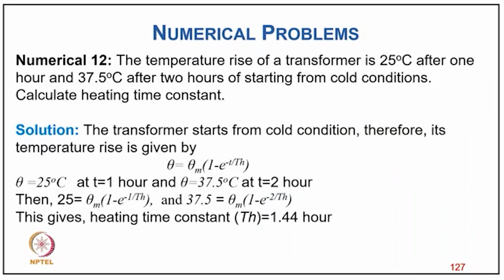Numerical problem 12. The temperature rise of a transformer is 25 degrees Celsius after 1 hour and 30.5 degrees Celsius after 2 hours of starting from cold condition. Calculate the heating time constant.